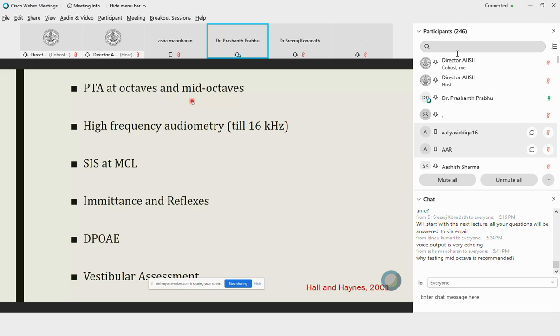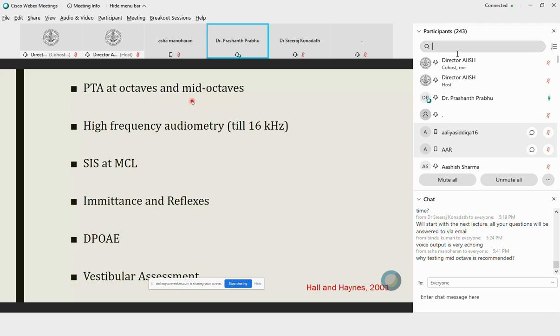uncomfortable. Do DPOAE. This is also recommended. Doing DPOAE will tell us whether there is any cochlear involvement or whether the cochlea is normal. So a subtle cochlear abnormality not depicted in the traditional audiogram may be identified using DPOAE. Do a vestibular assessment if a person complains of vestibular symptoms. So this is the test battery that has been recommended for an individual with hyperacusis.